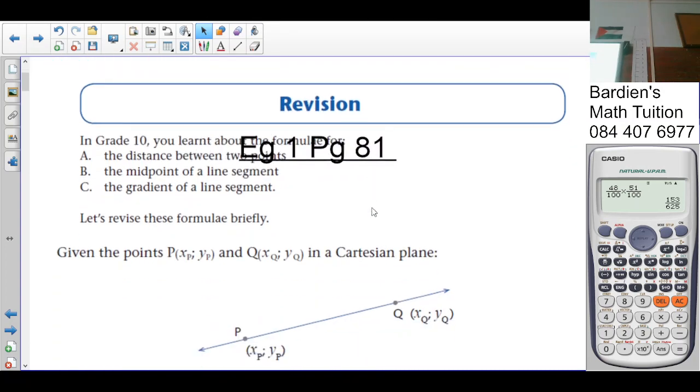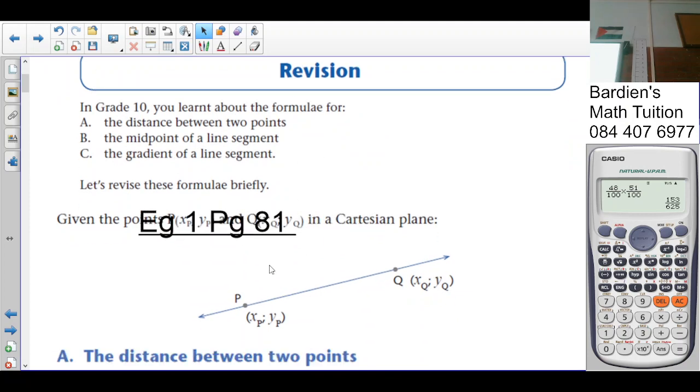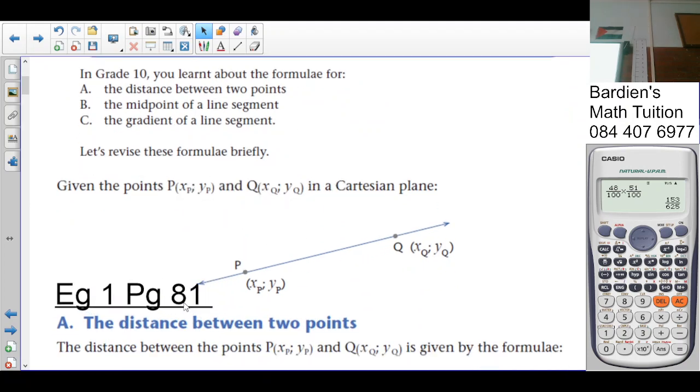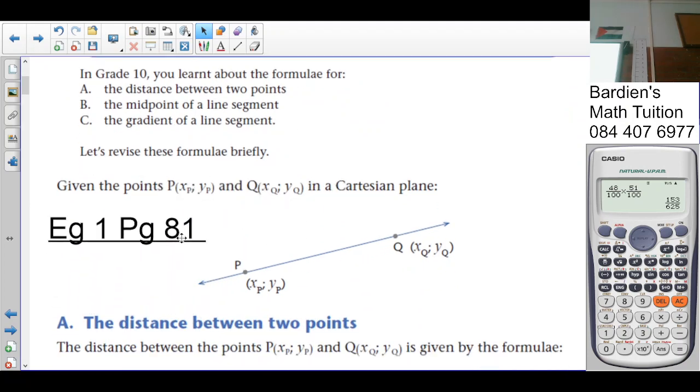So analytical geometry, chapter 4 out of the Keeping Math Simple textbook. We're going to look at the revision quickly. In this lesson, we will only be looking at the revision of grade 10. In grade 10, you learned about the formula for, in the first case, the distance between 2 points.